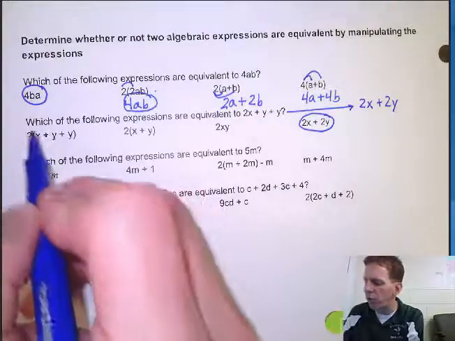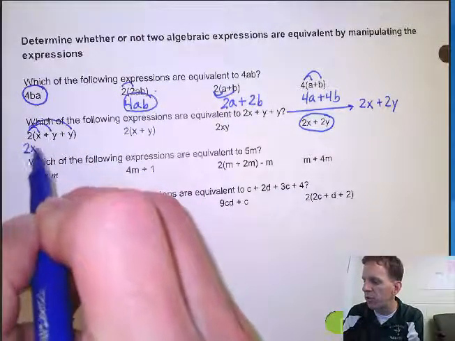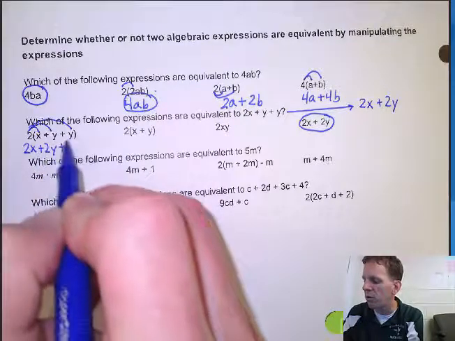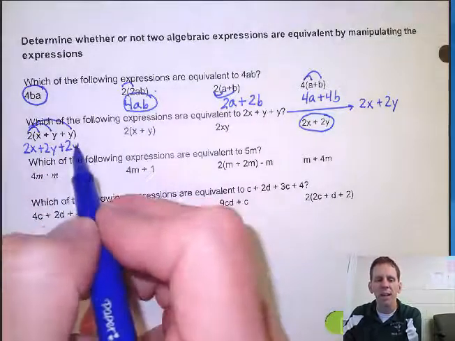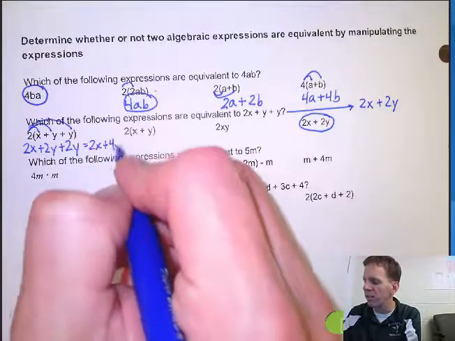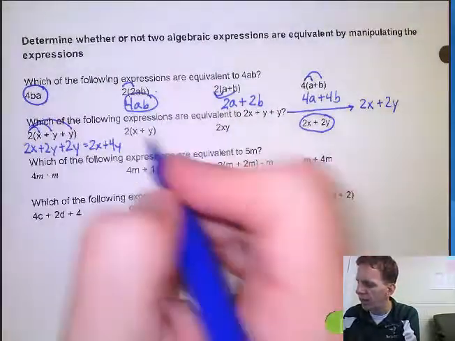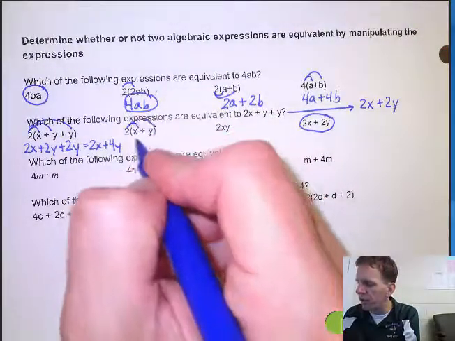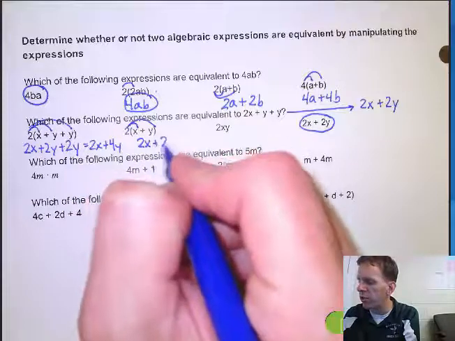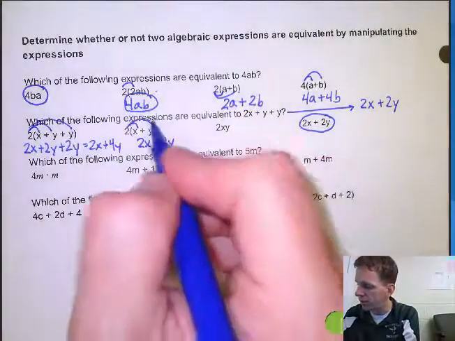This statement here you have to distribute to everything that's being added. So we'd have 2x plus 2y plus 2y. Now you can add the like terms together. You would get 2x plus 4y. Alas, that's not 2x plus 2y, so that doesn't work. Here you can distribute the 2 to the x and the y, and you would get 2x plus 2y. Ooh, that's what we want. It's equivalent. Yes.